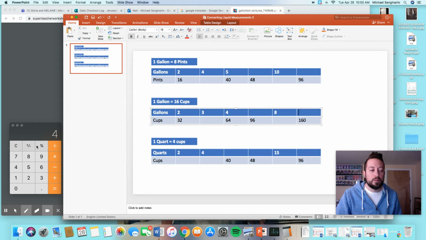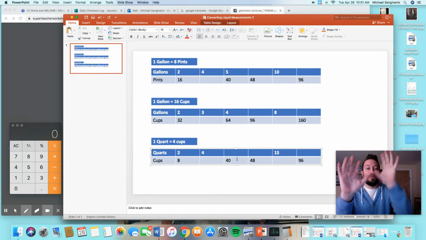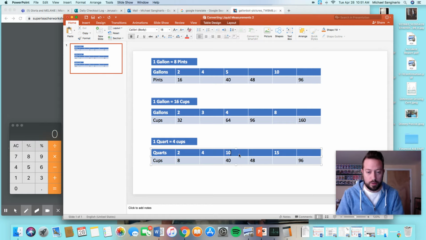All right, the last one here. Quarts to cups. 1 quart is 4 cups. So I need to multiply the 2 quarts by 4. 4, 8, done. That's how many cups. If we have 40 cups, I need to divide by 4. So I'm going to count by 4s till I get to 40. 4, 8, 12, 16, 20, 24, 28, 32, 36, 40 equals 10. So it would be 10 quarts. All right, and the rest of the blanks are for you to fill in.